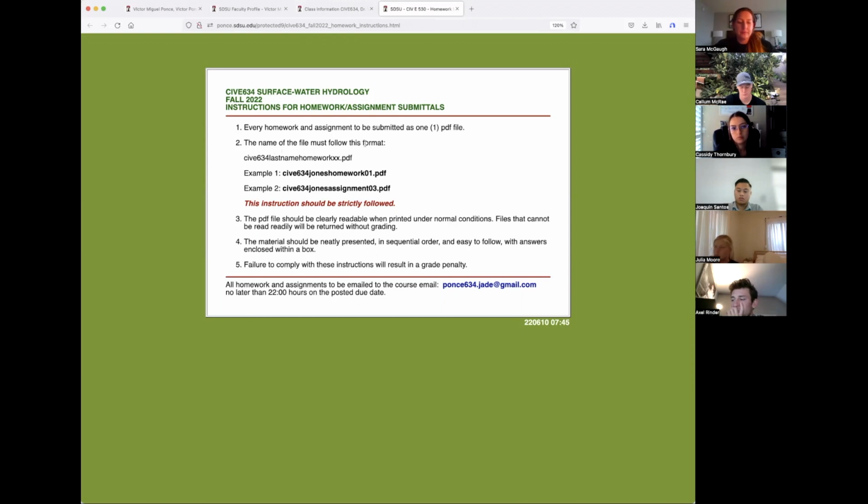The name of the file must follow this format. All the homework that you submit should say CIVE 634, your last name, and homework or assignment, very clearly. Don't make a mistake, because if you make a mistake in here, then I don't know who did the work, or what homework you did. You have to be very careful when you do this. Okay? Instructions should be strictly followed.